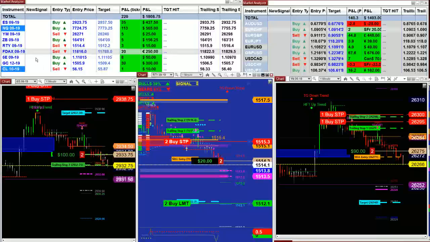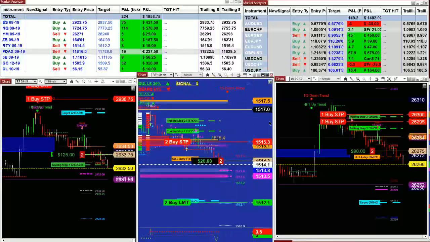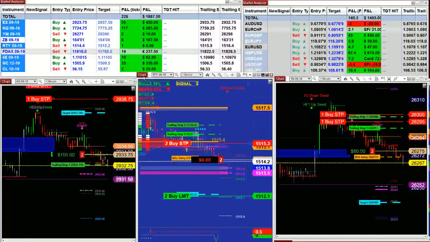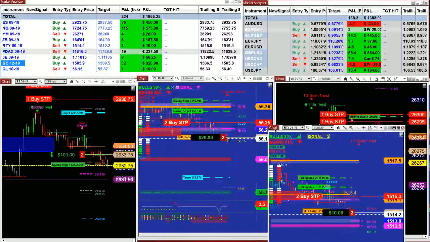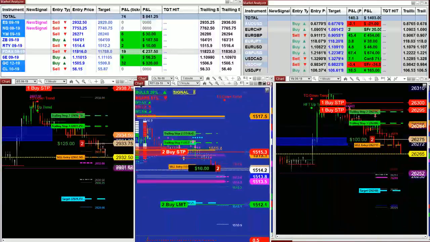It says where is the target on the Russell. The Russell, it is target 15, 12, 12. And we are coming to that direction. We also call the CL for you, and we are still flat in that one.